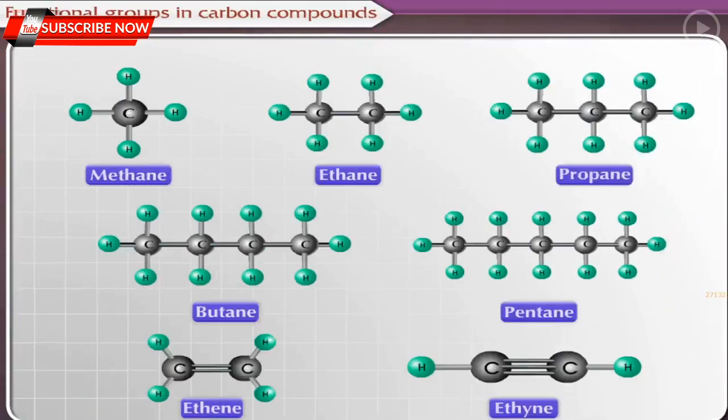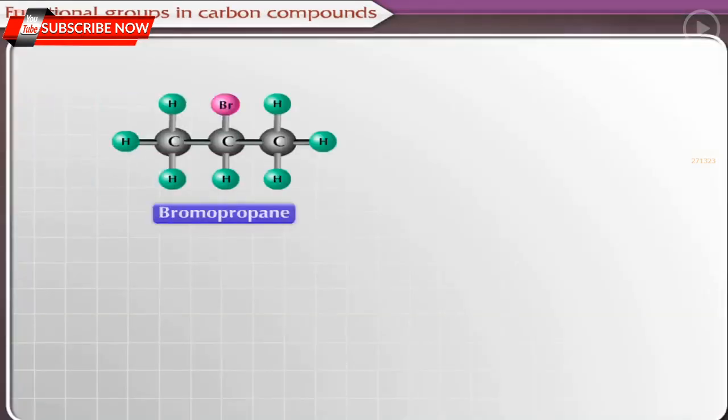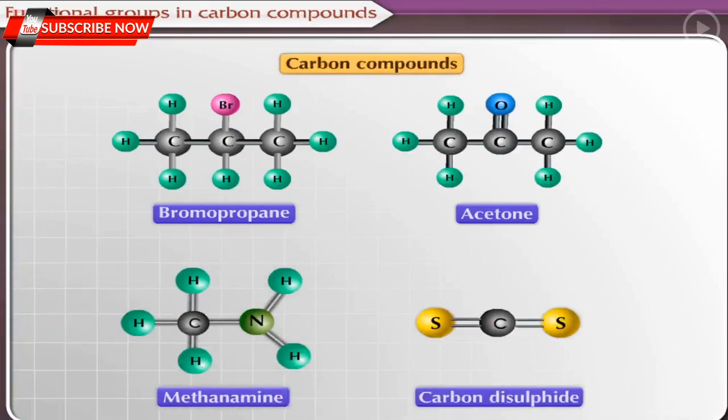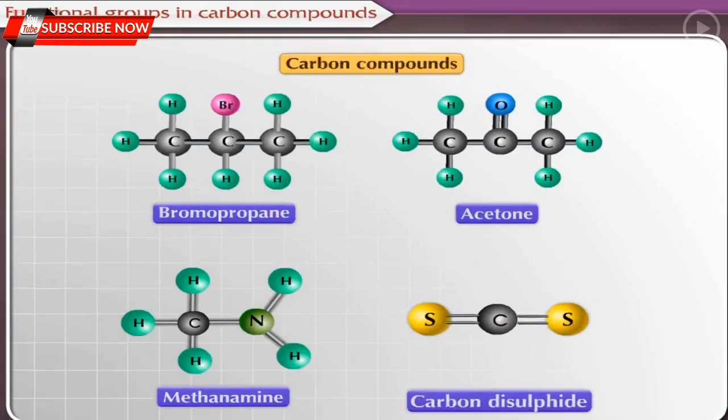Functional groups in carbon compounds. Till now, we have learnt about the hydrocarbon compounds formed by the chemical combination of the elements carbon and hydrogen. Now, let us learn about many more types of carbon compounds formed by formation of bonds by carbon with other elements such as halogens, oxygen, nitrogen, and sulfur.